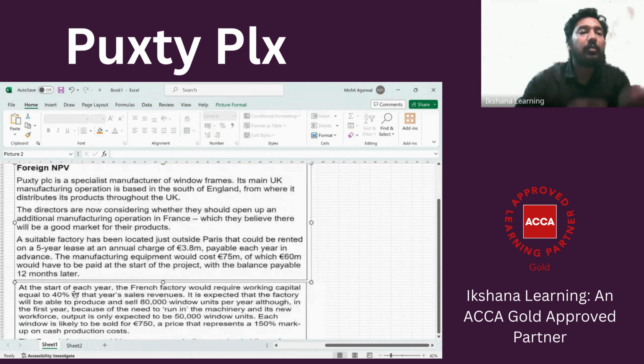Now, Puxty Plc is a specialist manufacturer of window frames. It means the main UK manufacturing operations are based in the south of England, from where it distributes its product throughout the UK. The directors are now considering whether they should open an additional manufacturing operation in France, where they believe there will be a good market for their product. A suitable factory has been located just outside Paris that could be rented on a 5-year lease at an annual charge of 3.8 million.